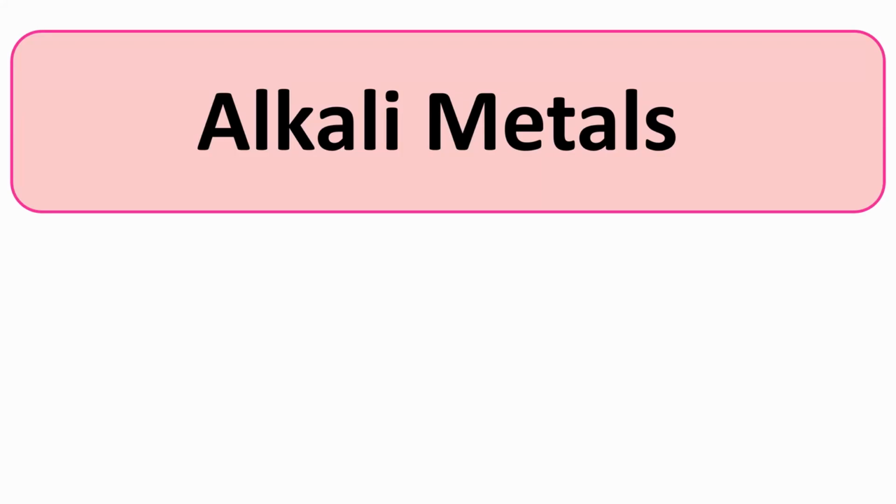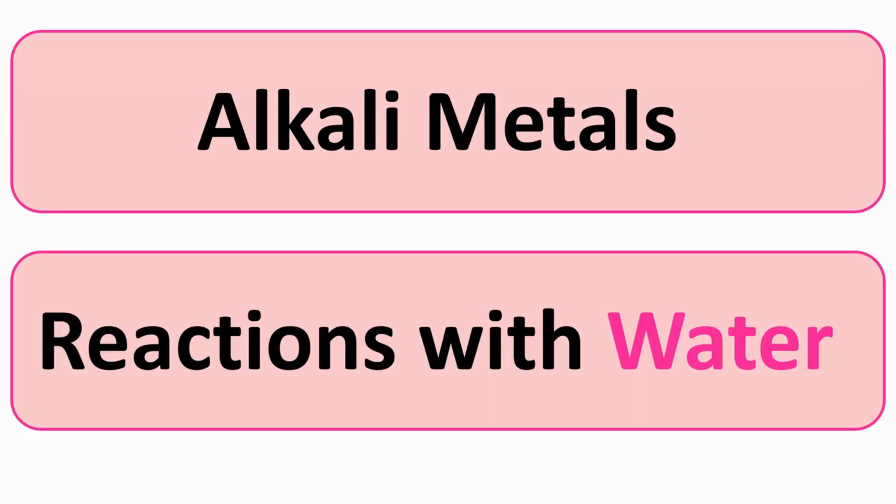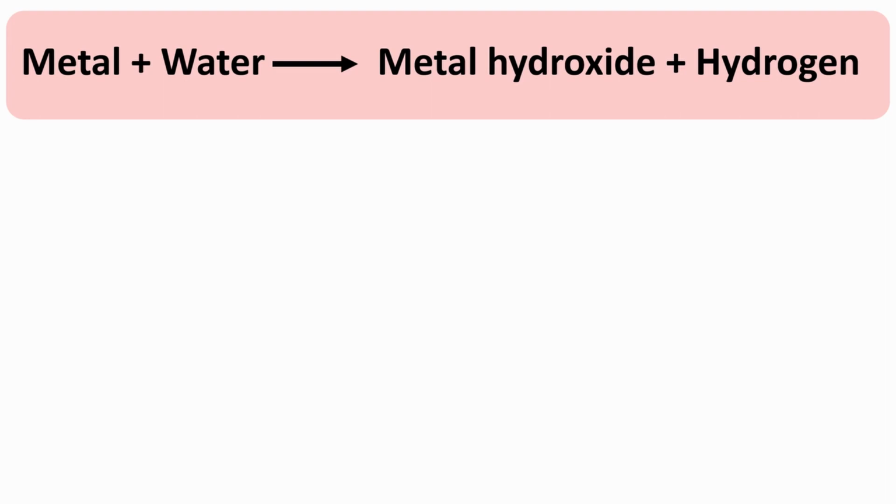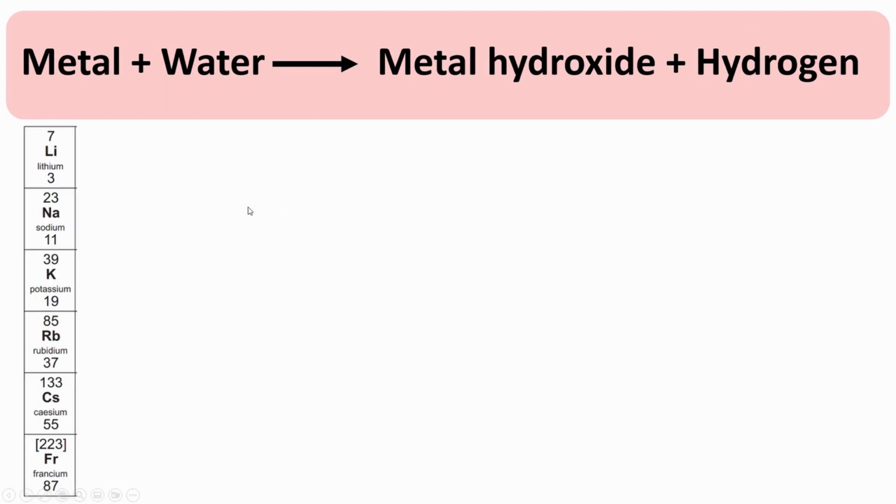In this video we'll be talking about how alkali metals react with water. Here is the general equation for the reaction between an alkali metal and water. So you've got alkali metal plus water produces a metal hydroxide, which is a colorless aqueous solution, and hydrogen, which is a gas, hydrogen gas.